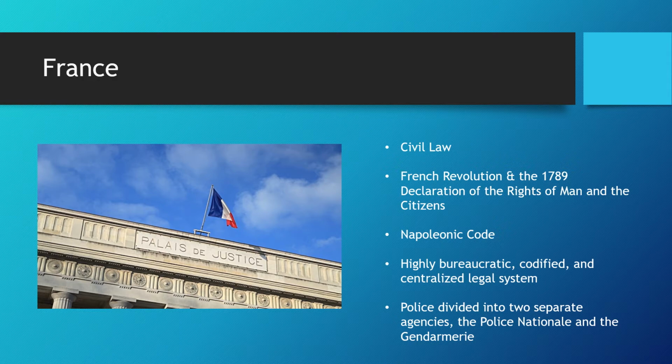Another similarity France would share with the United States regarding their legal systems is that they were both birthed from a revolution, and because of that, they basically want to create a system where everybody's equal and everybody's free from their government to a certain extent. And we'll see next, the next couple of countries are both civil law, and they actually share quite a few things together.